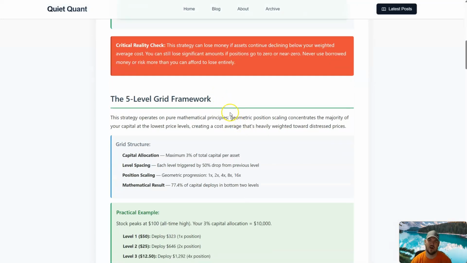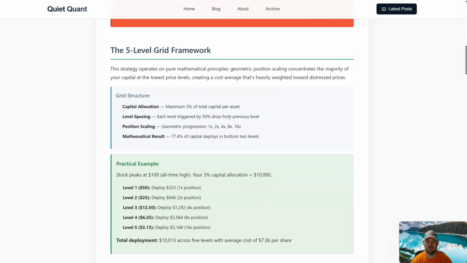So the system itself, I base it off of a 5-level grid. And so the grids, if all 5 levels are hit, it caps the investment at no more than 3% of my total investment portfolio. So for easy math, if I have a $100,000 portfolio, I'm not going to allot more than $3,000 maximum to any one asset. And so that's capital allocation, maximum 3%.